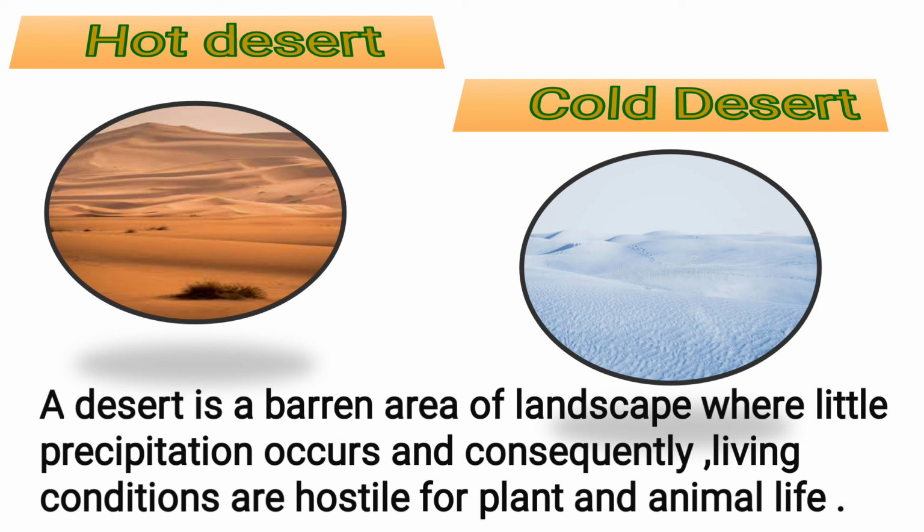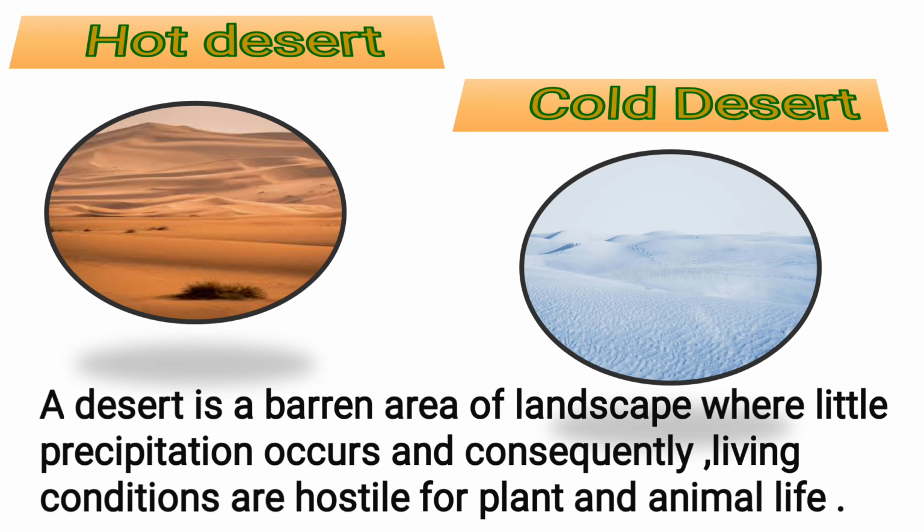A desert is a barren area of landscape where little precipitation occurs and consequently living conditions are hostile for plant and animal life. Yes, children, you must have learned about desert. The camel is known as the ship of the desert, and there is very low rainfall in desert regions, and the living conditions are very bad, very critical.